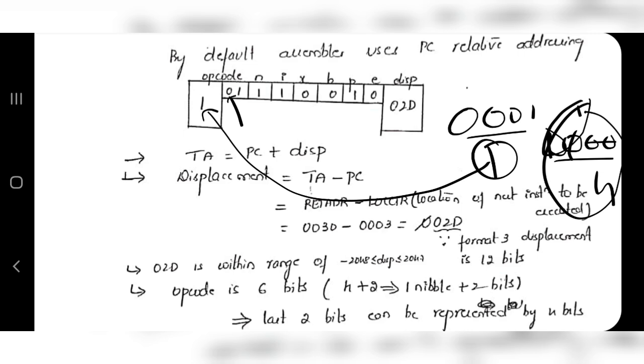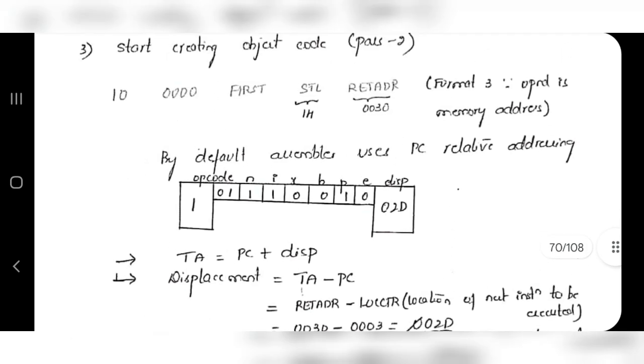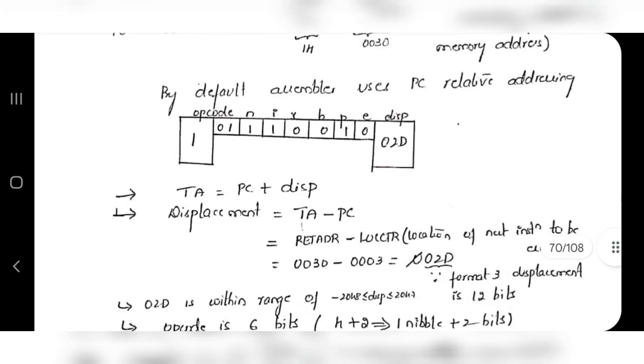That's what you will be writing here. It's indirect and immediate, so you'll be writing that as 11, and after that what we have is 0030. So for 0030, first you have to calculate the displacement. Displacement is nothing but target address minus PC value. Target address is the return address, which is 0030, and the LOCCTR value is 0003.